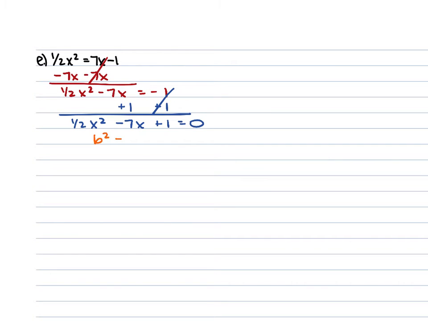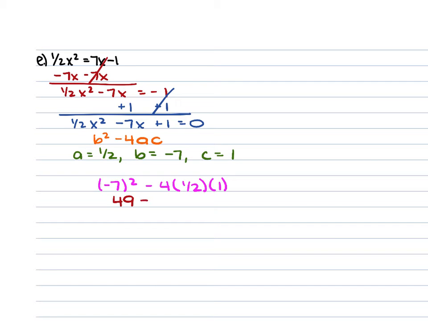Our discriminant is b squared minus 4 times a times c. Our a is 1/2. Our b is negative 7. And our c is positive 1. So this is going to give us negative 7 squared minus 4 times 1/2 times 1. The negative 7 squared is 49. The negative 4 times 1/2 is negative 2, times 1 is negative 2. 49 minus 2 is 47. If we compare the 47 to 0, 47 is greater than 0, so we have 2 real solutions.